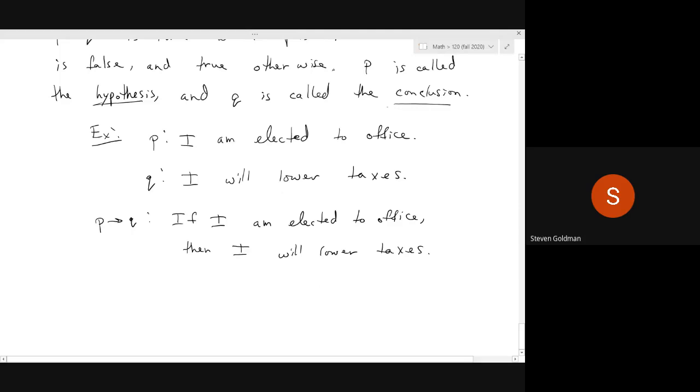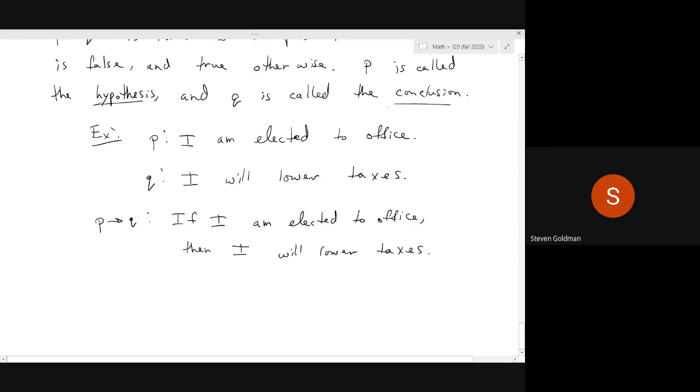What about if P is false, but Q is true? If P is false, then he's not elected to office, but let's say he lowers taxes anyways. He's a lobbyist. He goes to the local government and has them lower taxes. Then he also didn't lie. He still told the truth. It's just that he was never elected to office. He never said what would happen if he was not elected to office. So his statement was still true. He never broke his campaign promise.